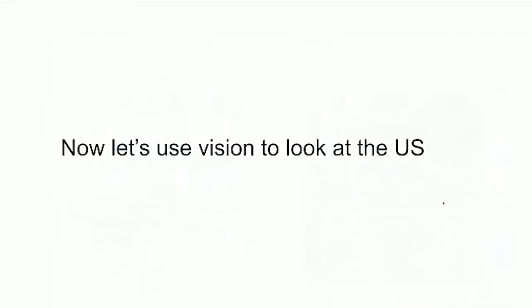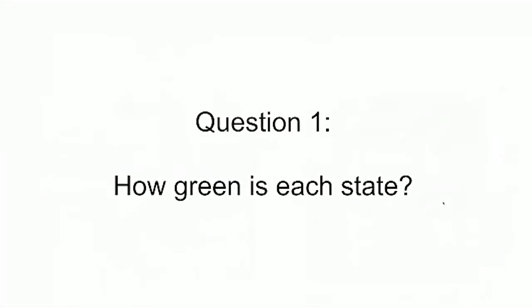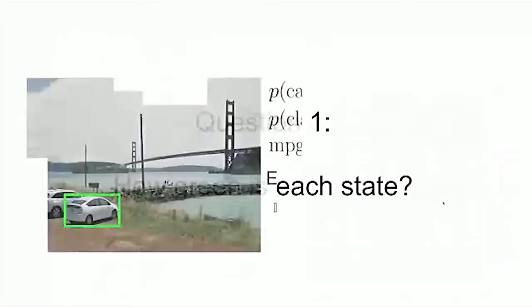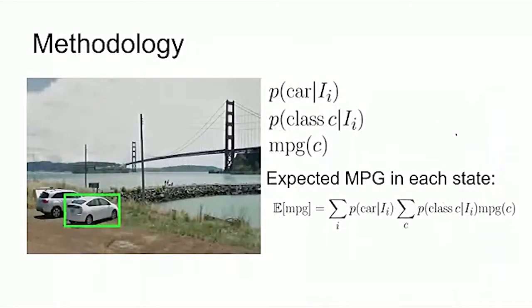And so now let's get to the interesting part, which is the results. So let's look at results in predicting demographics. Okay, so question one is, how green is each state? Can we figure out how green each state is? So for each type of car, we have metadata, like the price of the car or the average miles per gallon of the car in 2012, etc. And so we said, can we just calculate the expected miles per gallon of each city and try to figure out how green each state is?